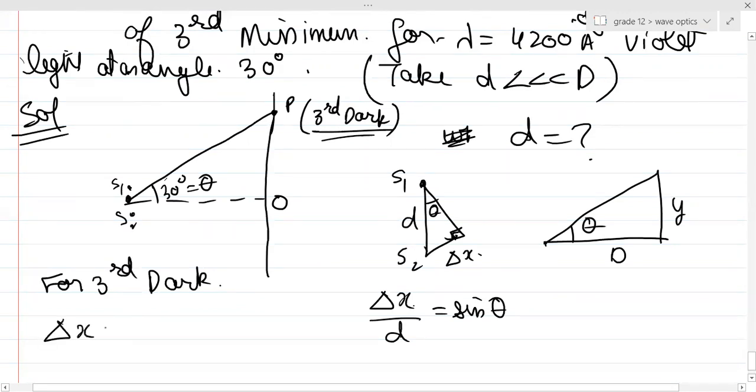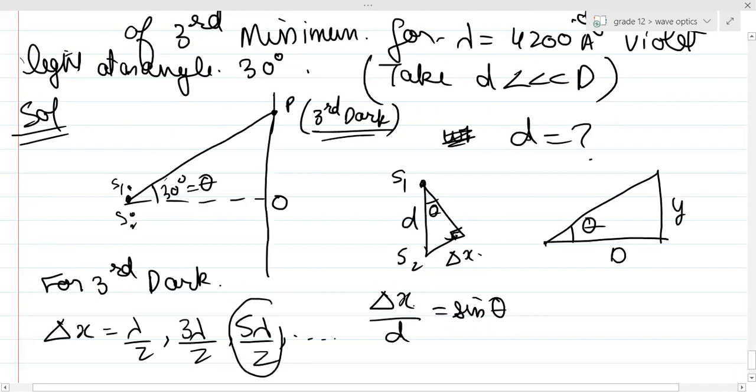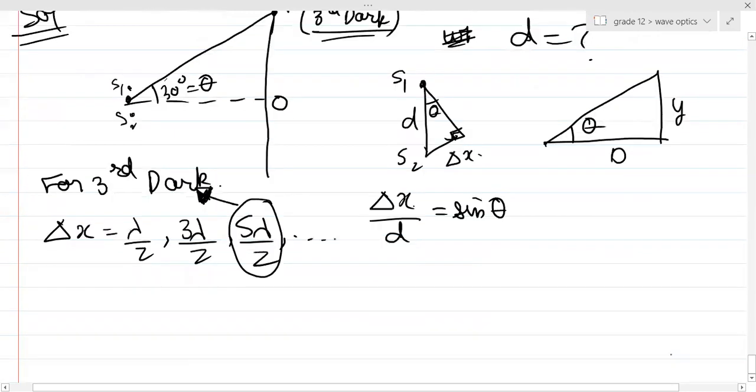Do you remember, delta x for any dark was basically lambda by 2, then 3 lambda by 2, then 5 lambda by 2, and so on. So basically, will this be your third dark? Yes, sir. So for delta x equal to 5 lambda by 2, you'll get your third dark. So you'll write it as 5 into lambda by 2, divided by sine of 30, is equal to d, right? Yes or no?